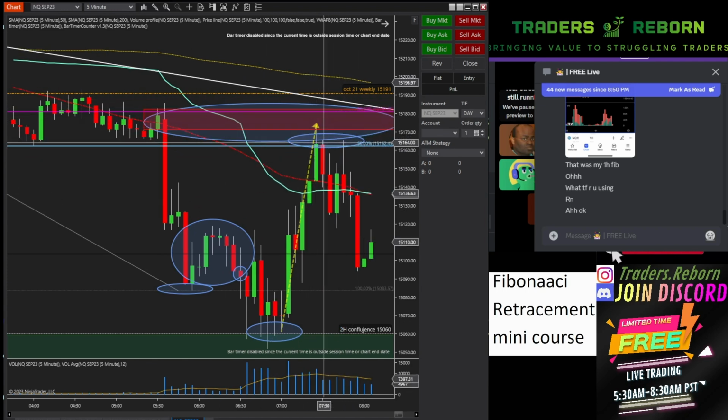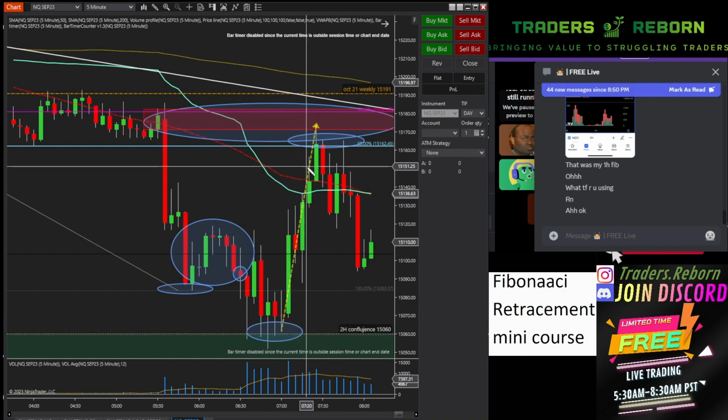You see? And look where it hit, 50%. That would have been a huge move, guys. From 60 all the way up to 160. That's a 170 point move. Okay?